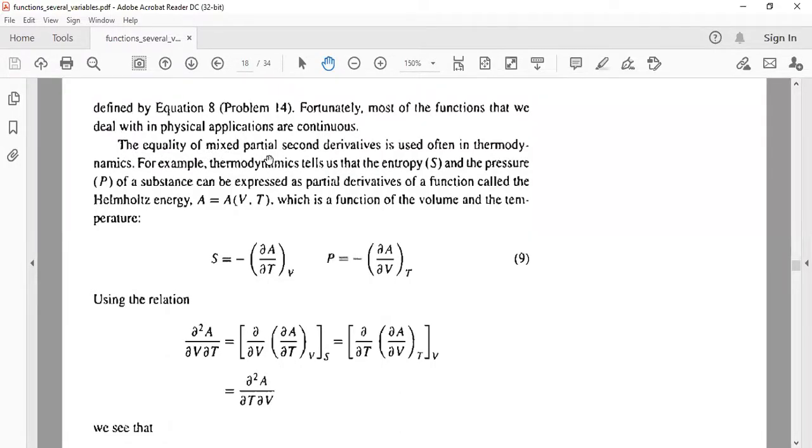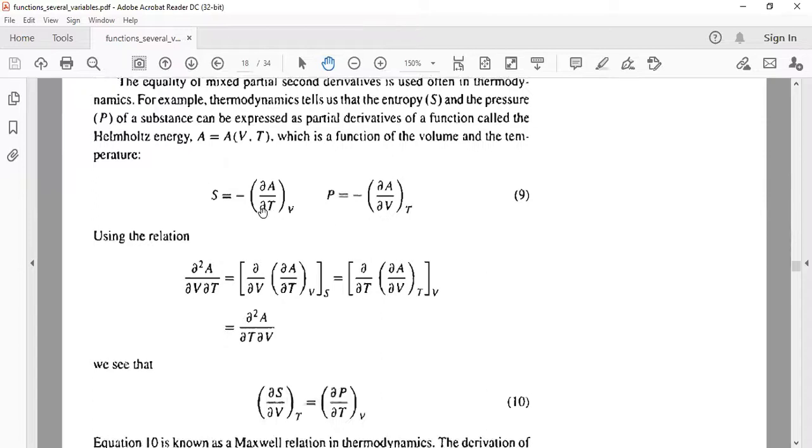The equality of mixed partial second derivatives is used often in thermodynamics. For example, thermodynamics tells us that the entropy and the pressure of a substance can be expressed as partial derivatives of a function called the Helmholtz free energy, represented by A. A is a function of V and T, V for volume, T for temperature. In terms of the Helmholtz free energy A, the entropy is written as this, the pressure is written as this. So let us calculate this.